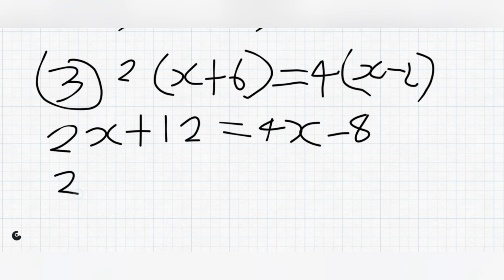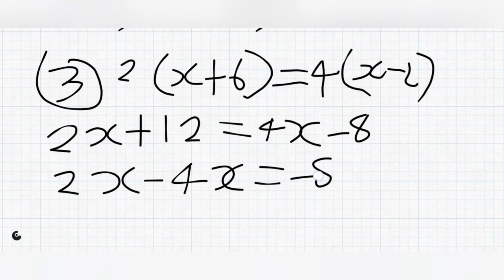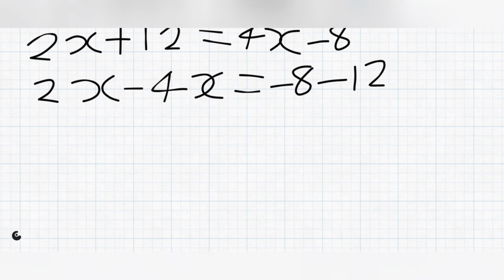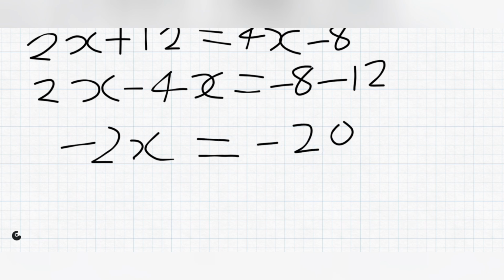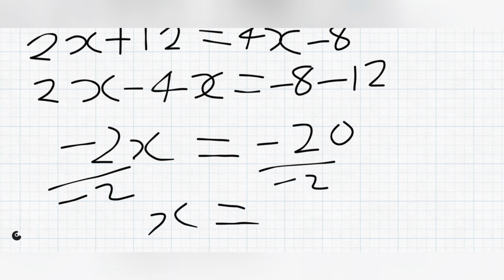We're going to have 2x, 4 coming to the left will be minus 4x, equal to minus 8. 12 coming to the right will become minus 12. And then 2x minus 4x will give us minus 2x, which is equal to minus 8 minus 12, is minus 20. So we divide both sides by minus 2, and our x will be equal to 10.